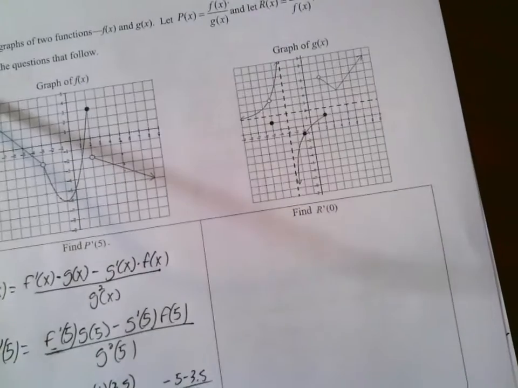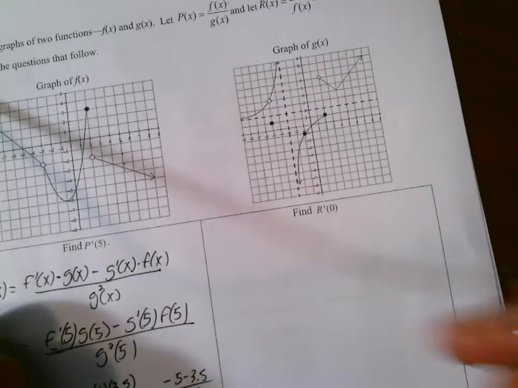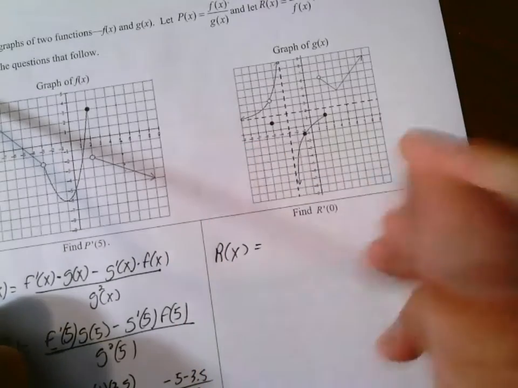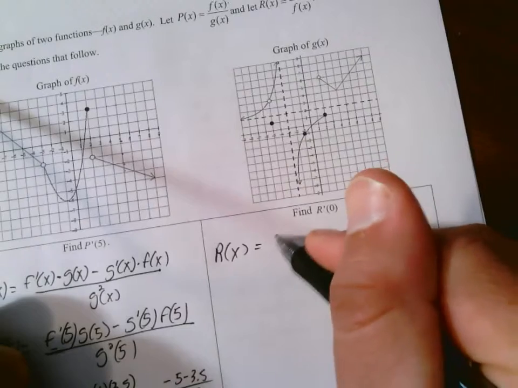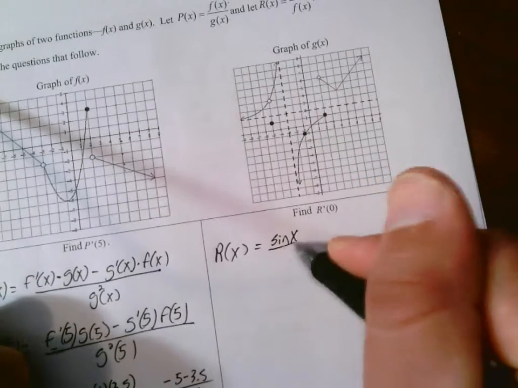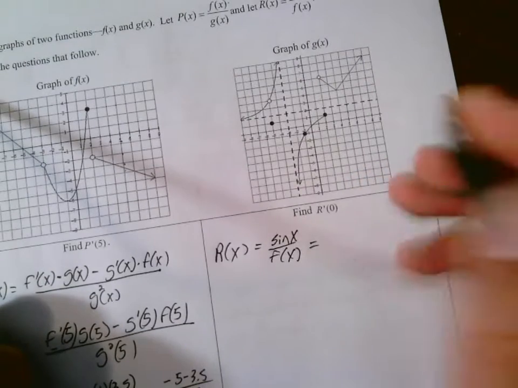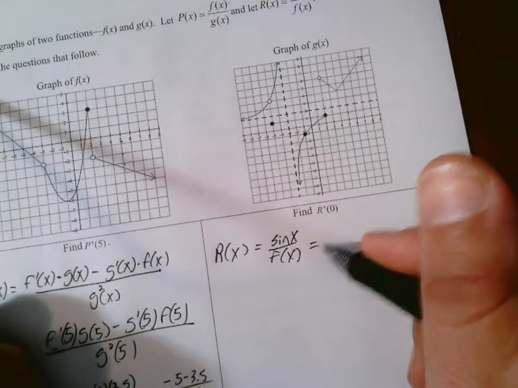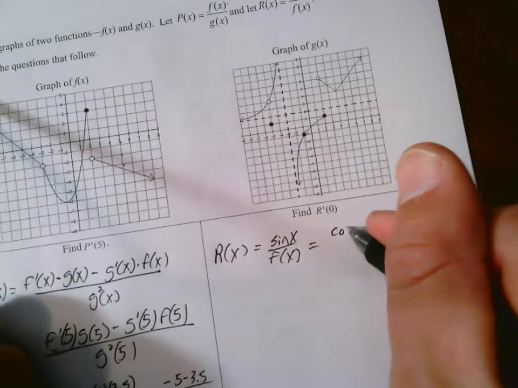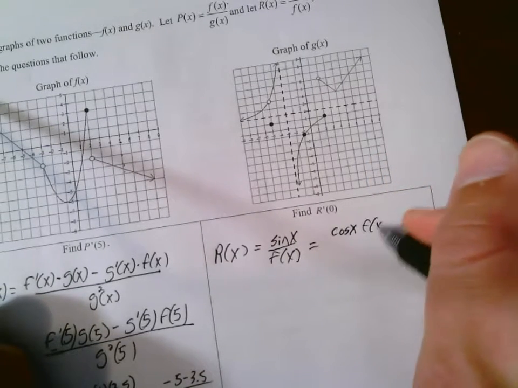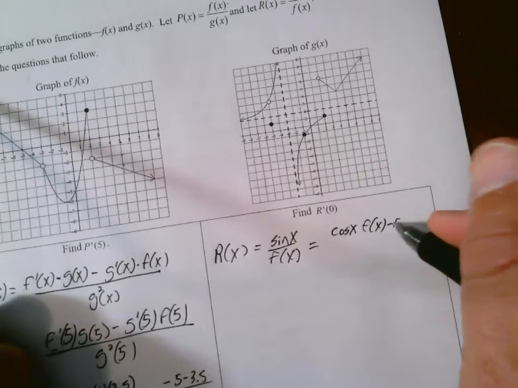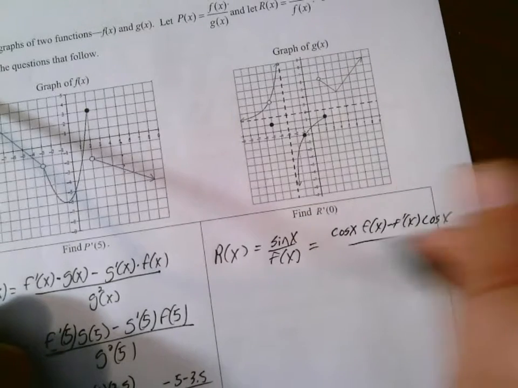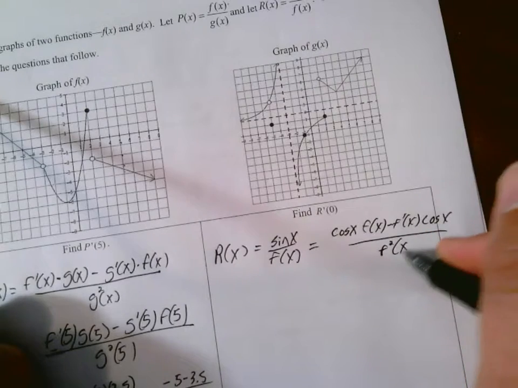R prime of 0, we need to find R prime, so R of x equals sine x over f of x. The derivative of the numerator is cosine x times f of x minus f prime of x cosine x, all over f of x squared.